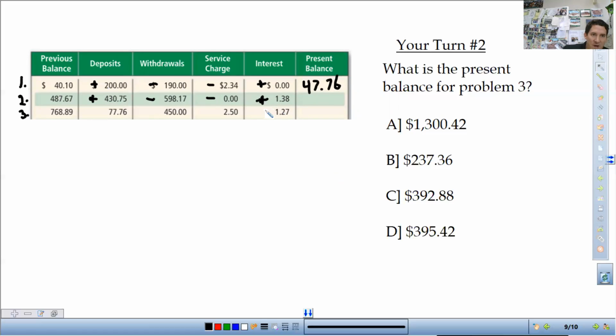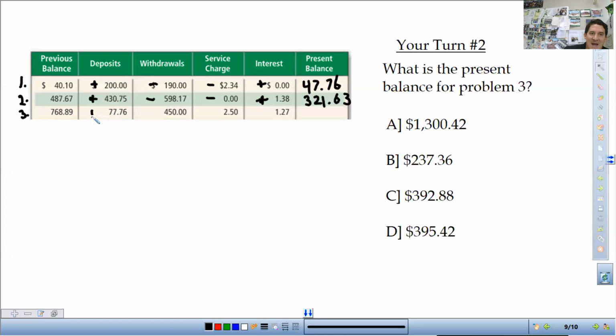So 487.67 plus 430.75 minus 598.17 minus 0 for the service charge. I don't really need to worry about that. Then plus $1.38 interest. Your new balance is $321.63. So here, see if you can do number 3.